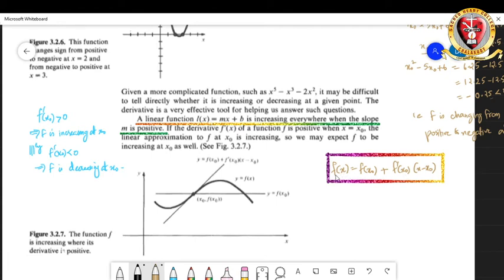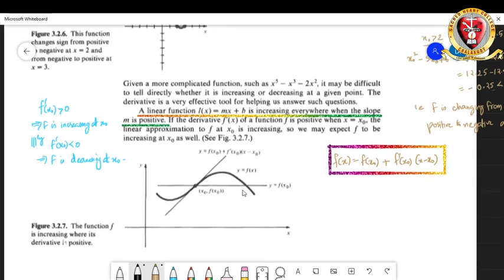So if we have a function f of x, the corresponding linear approximation which we learned in the earlier section is that f of x is approximately equal to f of x naught plus f dash of x naught into x minus x naught. This is a linear approximation. So whenever this f dash of x naught, which is the slope, is strictly greater than 0, we get that the linear approximation is increasing. Okay, so whenever the linear approximation is increasing, we can say that the function is actually increasing. That is what you infer from that.